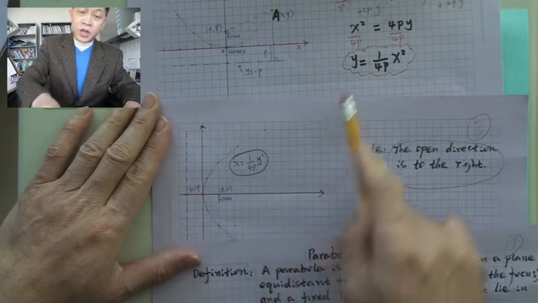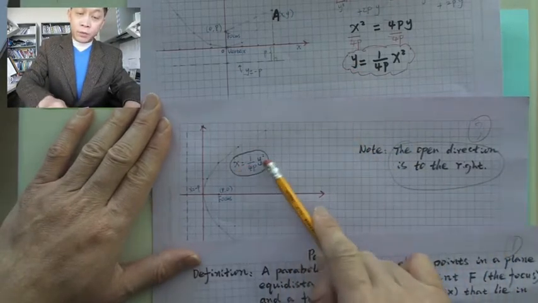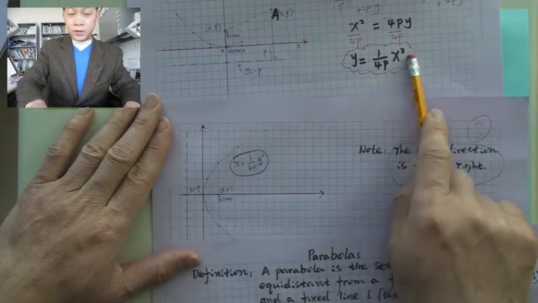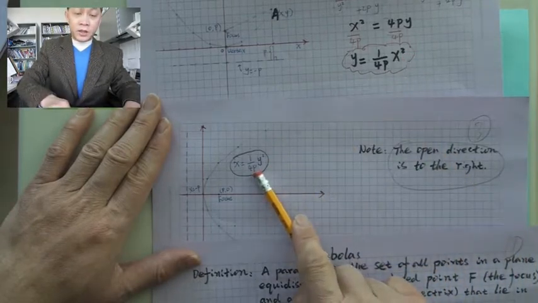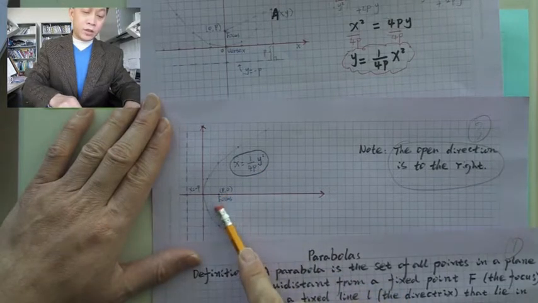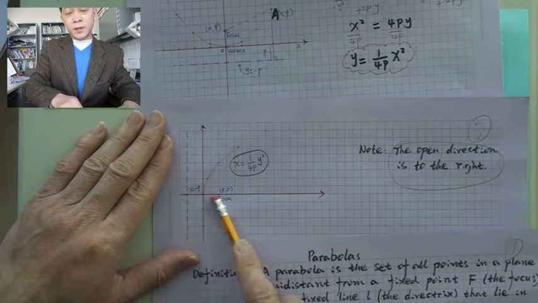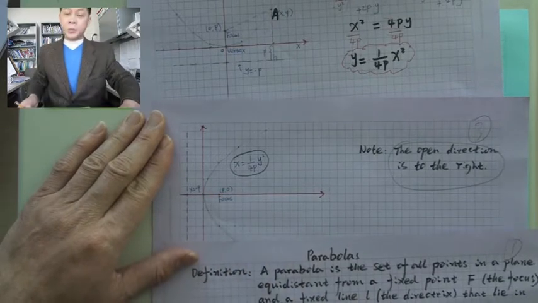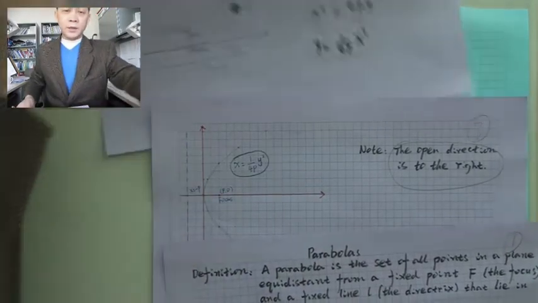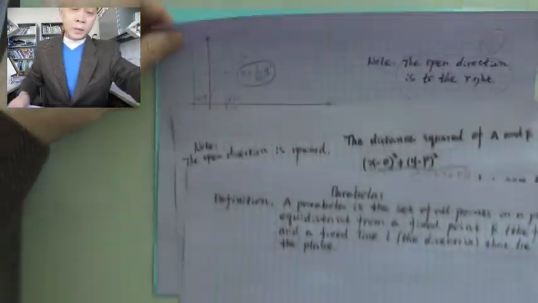you have x standing alone, and y on the right hand side, squared. And 4p is still downstairs. And p means the distance between the focal point and the vertex. p is all the time positive. Remember those things. Next time we'll start with examples.